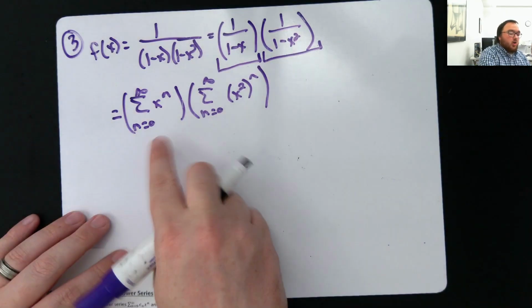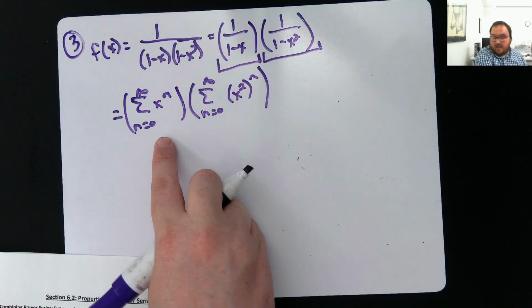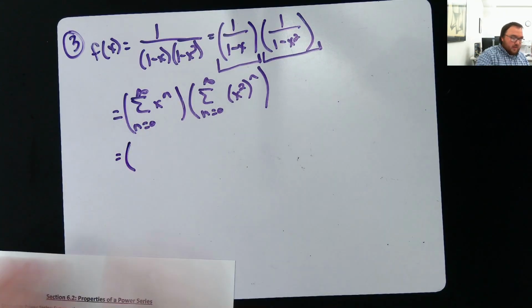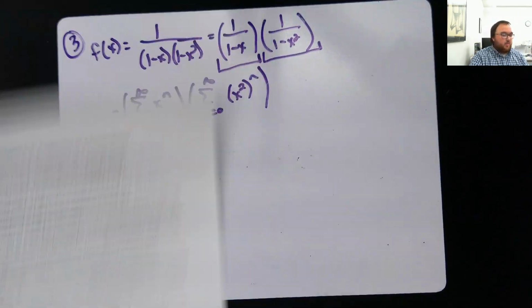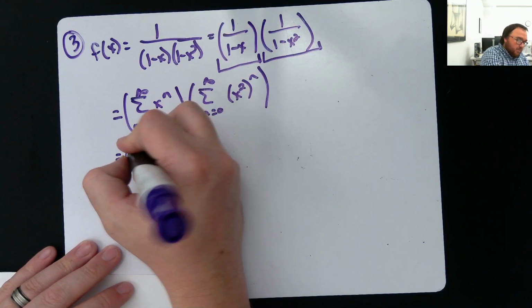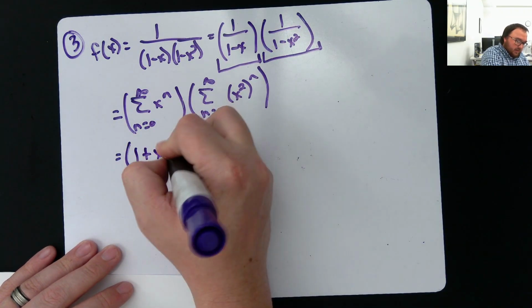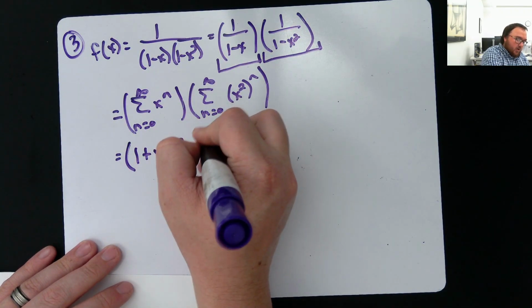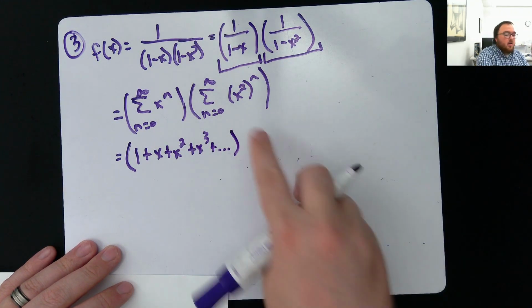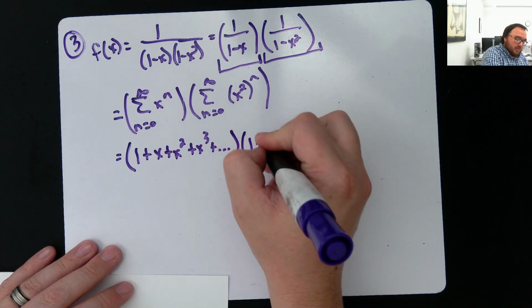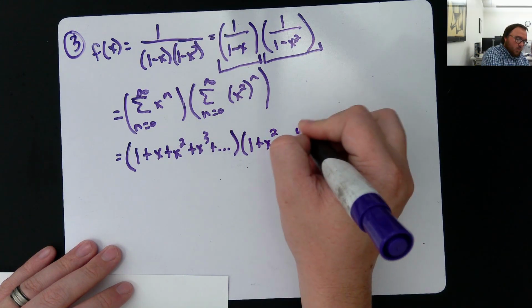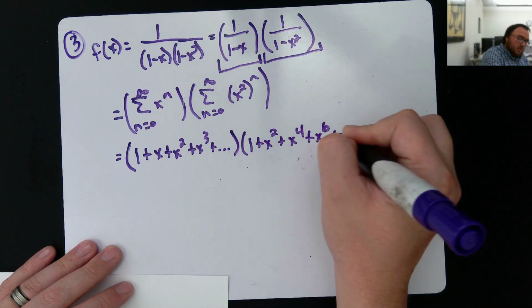The sum of x to the n is equal to, this is on our note sheet, so hit pause or read your note sheet if you are taking my class, 1 plus x plus x squared plus x cubed plus a bunch of terms. The sum of x squared to the n is 1 plus x squared plus x to the fourth plus x to the sixth, on and on.